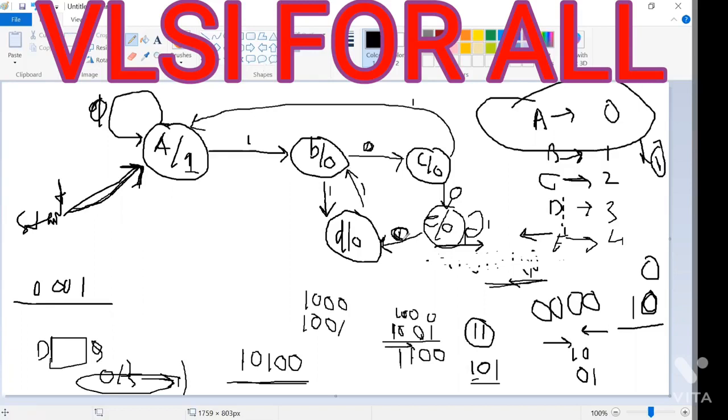So if state is in D and we apply the input 0, then it goes to B. Otherwise, it will go to C. We apply the input, just a minute. Let's draw this. 1 1 means 3. 1 1 0 will happen. 1 1 1. Sorry, so this is 1.